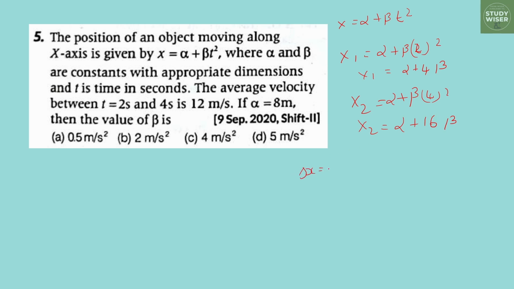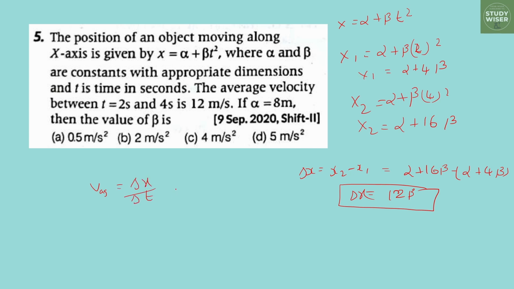delta x is equals to x2 minus x1. అంటే alpha plus 16 beta minus alpha plus 4 beta. అంటే 12 beta. 12 beta is displacement. మనకి యావరేజ్ వెలాసిటీ v average is equals to delta x by delta t. delta t ఎంత? delta t వాల్యూ 4 minus 2 కదా, 4 second 2 second అంటే 12 beta by 4 minus 2 అంటే 12 beta by 2 is equal to 6 beta.